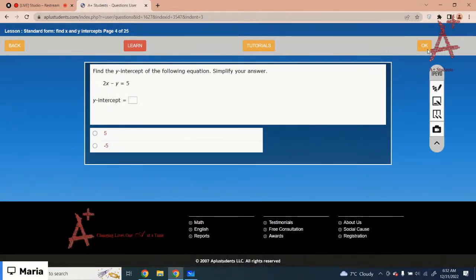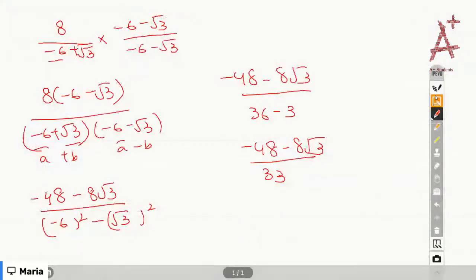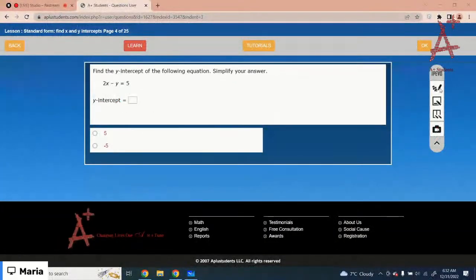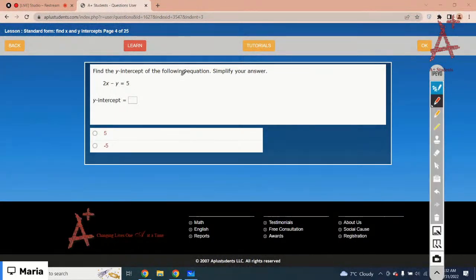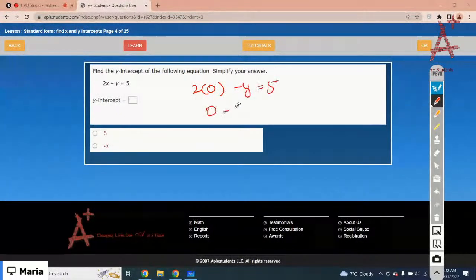Okay, the next one is find the y-intercept of the equation, simplify your answer. Whenever we have to find the y-intercept, that means we have to put x equals 0 in the equation. So replace the x variable with 0. 2 times 0 is 0. 0 minus y is minus y equals 5. So y equals negative 5. So option number 2 is the correct option. Just select the correct option and click on the OK button.